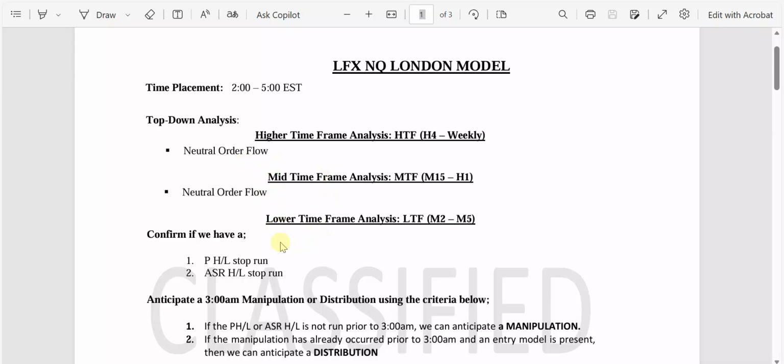So the real magic happens on the lower time frame, which is from the 2nd minute to the 5th minute, or even M1 to M5. All these can work very well. So this is where we're going to see the key signatures of the model on the lower time frame.